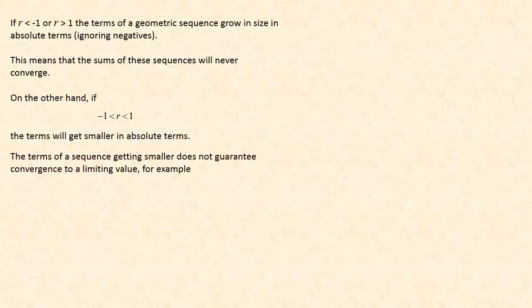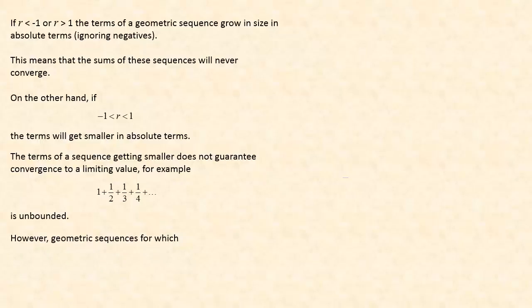The terms of a sequence getting smaller does not guarantee convergence to a limiting value. For example, this sequence here, which is not geometric, it's known as the harmonic sequence, has terms that are clearly getting smaller. But if we keep adding more and more terms on, it just keeps getting bigger. It doesn't go to a limiting value. And the correct maths terminology for that is that it's unbounded.